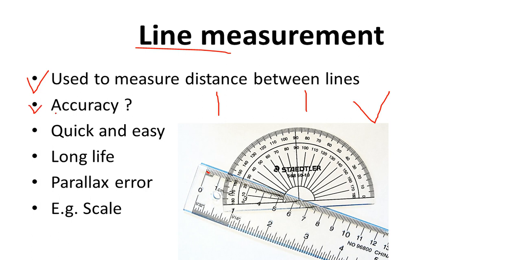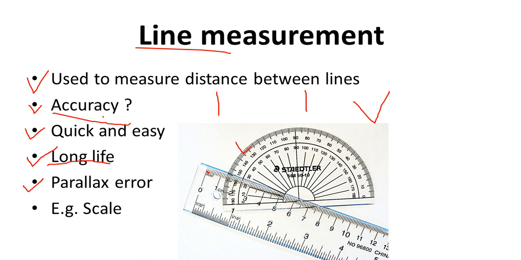Accuracy of this instrument is not very great. We consider it as around 0.2 to 0.5 mm accurate. This method is very quick and easy. As you can imagine, we can easily take the distance between two lines or the angle between two lines within a fraction of a second, or within a minute. So this is very quick and easy. Long life: these instruments don't wear out very easily. If the scale is metal, we can use it for many years without any loss of accuracy. So the life of this instrument is considerably high.